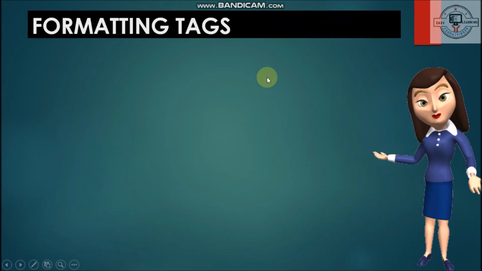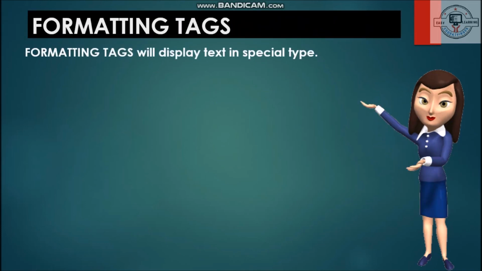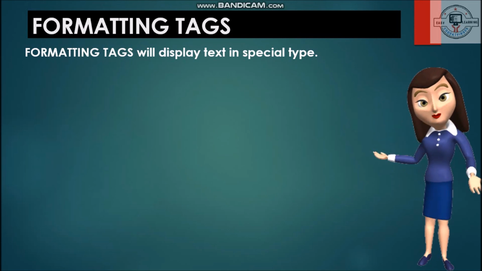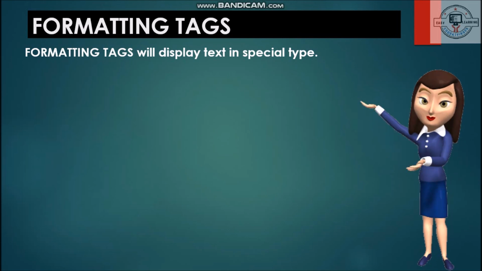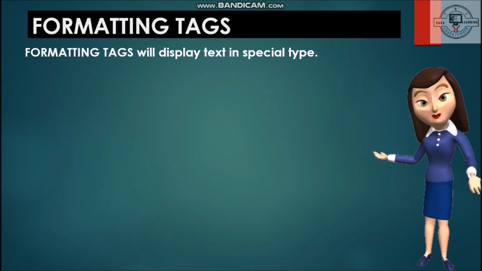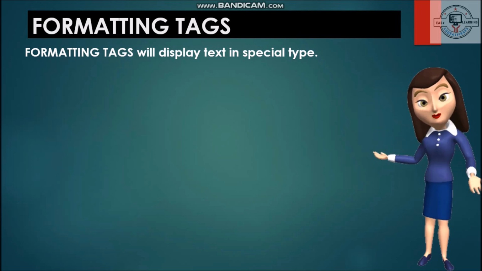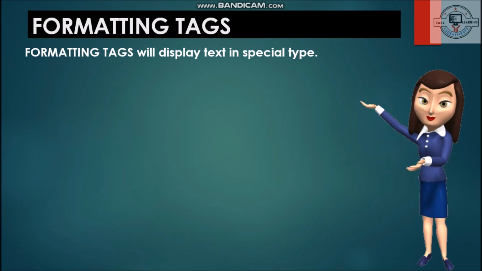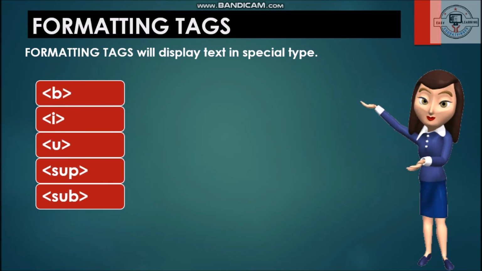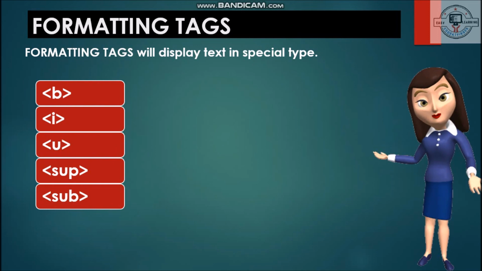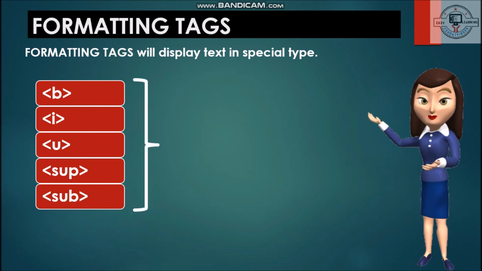Formatting tags. Formatting tags will display the text in a special style. Like in MS Word, we are changing the style for the document. We are changing the style of the font, size, color. We can make it bold, italic, underline. So these things can be done using formatting tags. These are the tags B, I, U, sub, and this is the meaning of this.